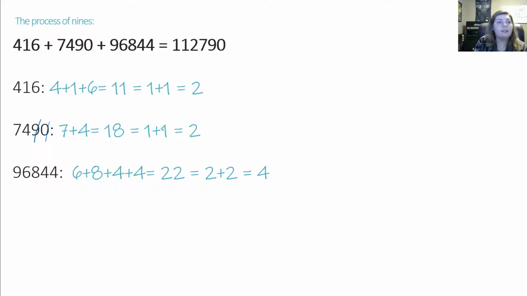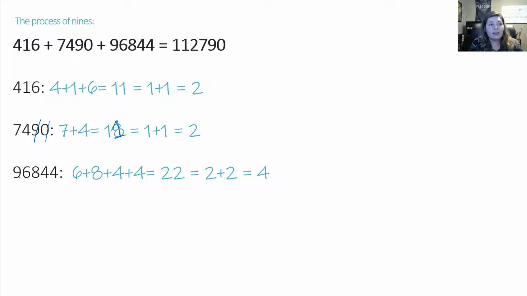18, what did I do here? Oh, it's not 8. 7, 8, 9, 10, 11. I just typed that wrong, no problem. So let's change that to 11. So 11, again, we want to have a single digit number. So 1 plus 1, again, is 2.